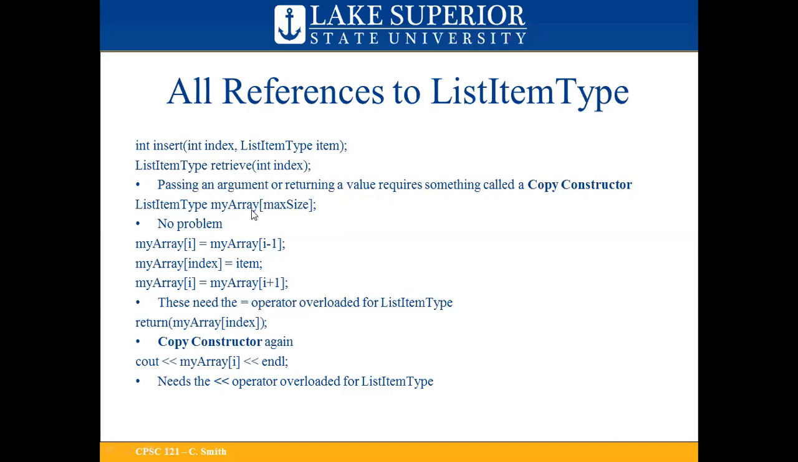List item type my array max size, that's not really a problem. Here, we're shuffling things back or shuffling things forward, so there's an equals, there's an equals, there's an equals. So we need the assignment operator overloaded for list item type. Return, we need the copy constructor again. Cout, we need the stream insertion operator overloaded for list item type, okay.